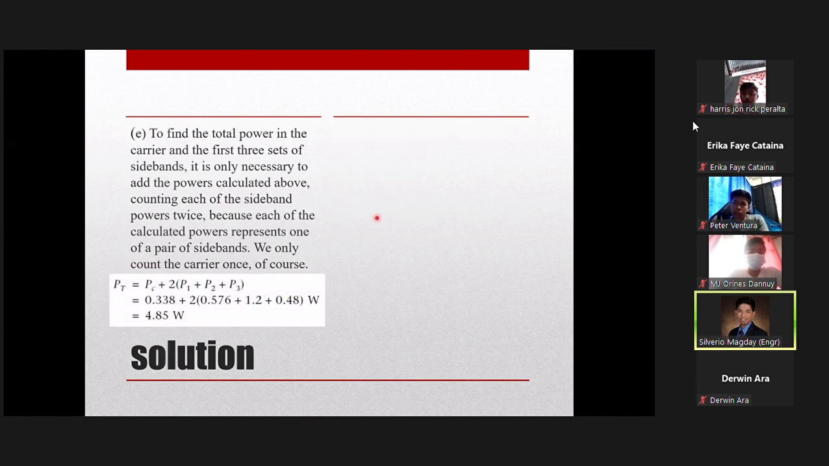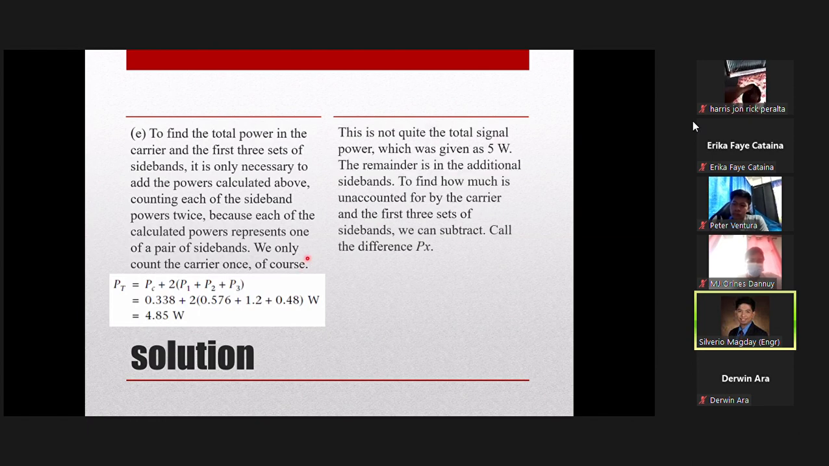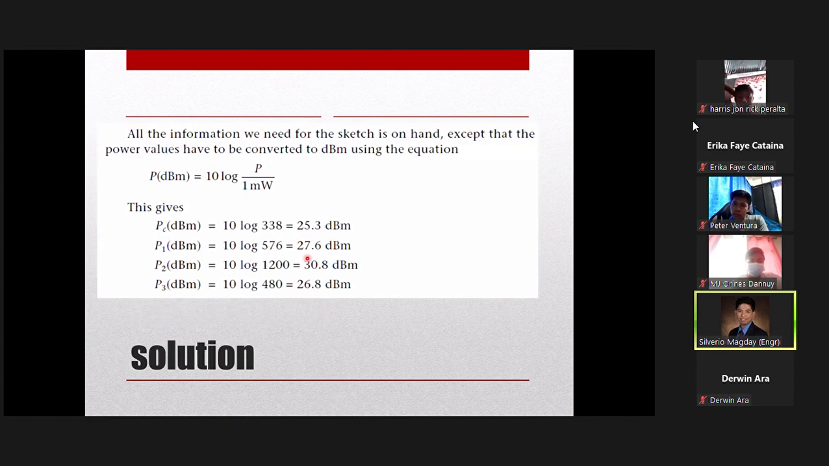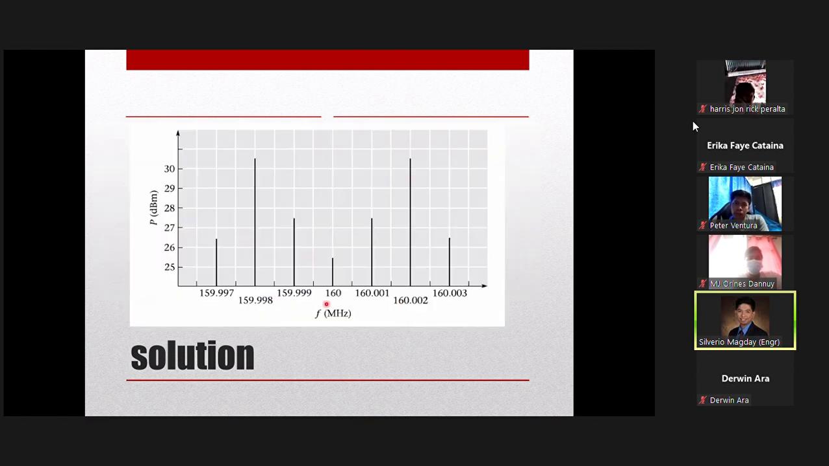Total power, just twice the sideband powers, for you to compute the total power. It's like you're computing them one by one here. So you twice it since they are on both sides, if we check it in the frequency domain. Ayan siya, if we look into the frequency domain.